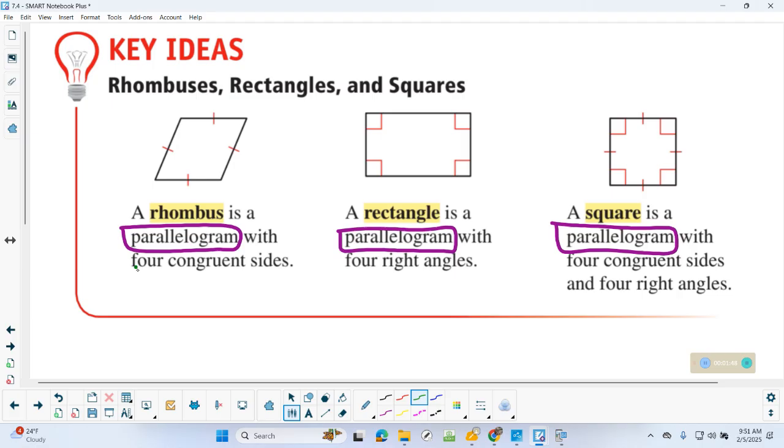Now, rhombus, 4 congruent sides. Here's how it differs from a square, because a square has 4 congruent sides. But here's where they differ. A square has 4 right angles. A rhombus does not. So that's really the difference. That's why I think of a rhombus as a square kind of pushed over at the top. That's why it doesn't have the right angles in it. You know what a rectangle is. Parallelogram and the corners, 4 right angles. So just some key properties there, just to underline, highlight, circle, look at. Nothing really for you to fill in. I would just maybe do some highlighting there.